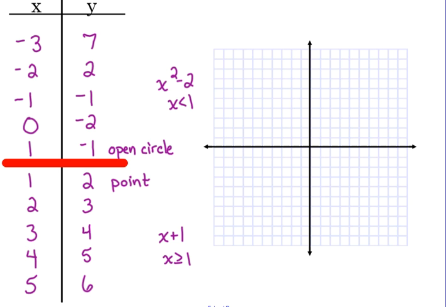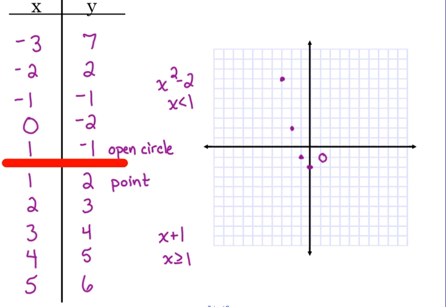So let's plot these points. -3, +7, -2, +2, -1, -1, 0, -2, 1, -1. I put an open circle right there.